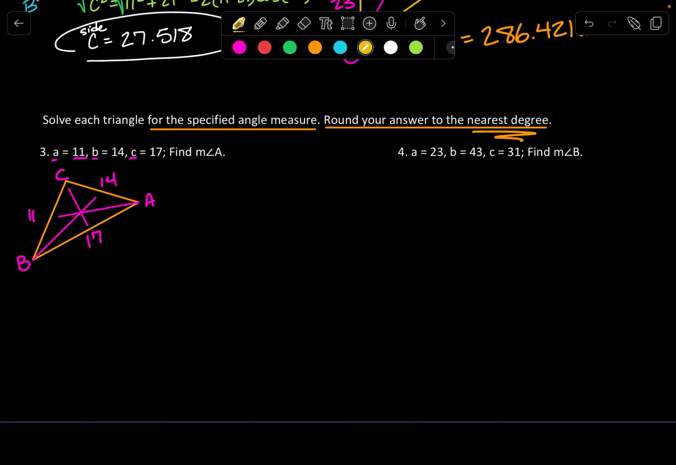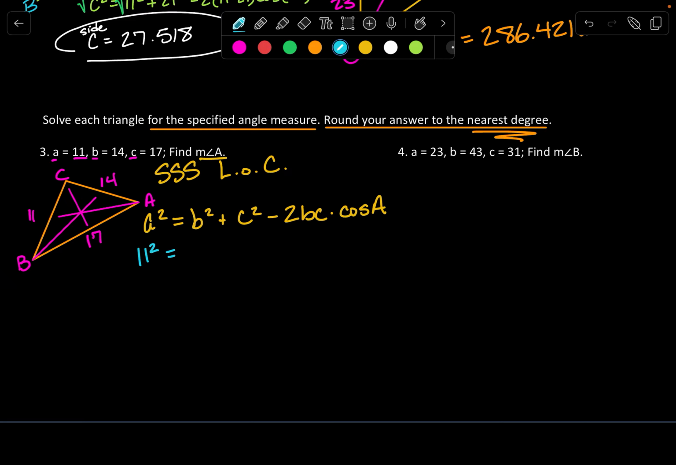Based on this given information, this is a side-side-side triangle, which means we can use the law of cosines. Now, we're specifically looking for angle A only, so we would like to set this up with the equation based around A. So I'm going to write that out real quick. It should be at the top of your notes. And then we're going to plug in what we know. A is 11. B is 14. C is 17.